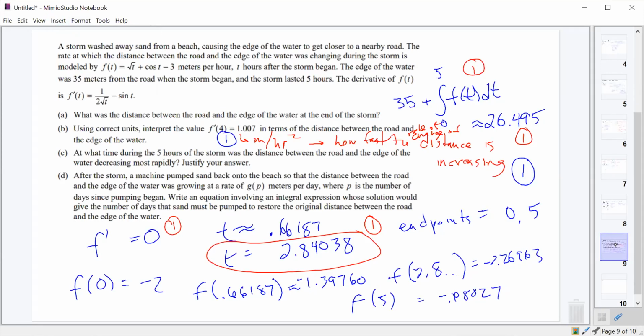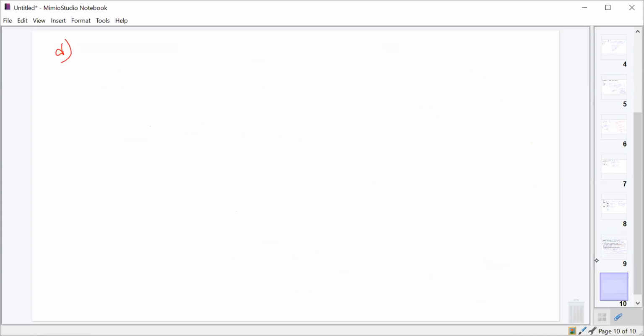And then for part D, after the storm, a machine pumped sand back onto the beach so that the distance between the road and the edge of the water was growing at a rate of G of P meters per day. P is number of days since pumping. We want an equation with an integral to figure out the number of days that the sand must be pumped to restore the original distance between the road and the edge of the water. So really all we've got to do there is take the integral from 0 to 5 of f of t dt.